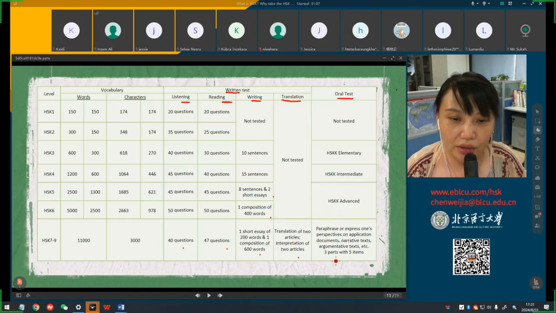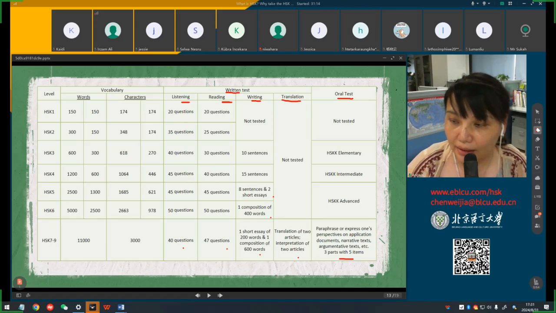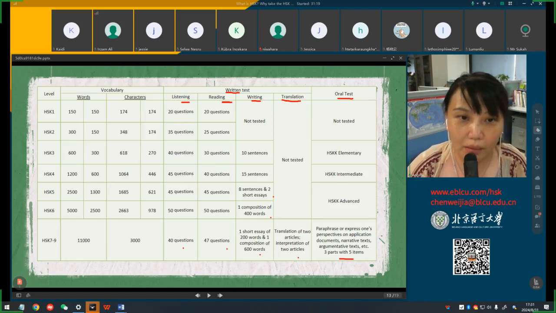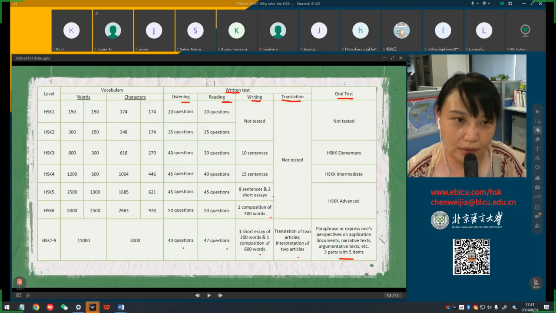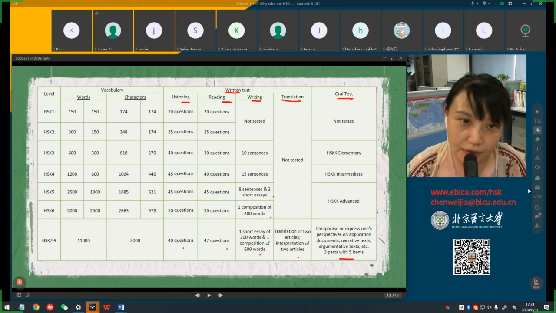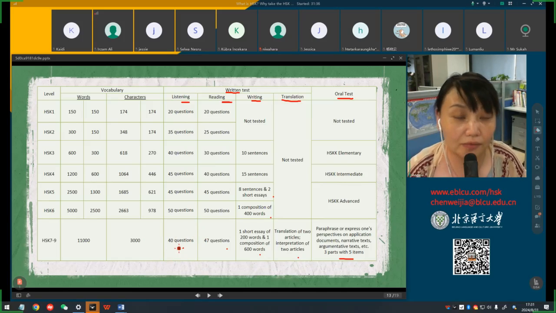And plus, you also have an oral test for HSK 7 to 9. And also for HSK 7 to 9, they are harder than those of HSK 1 to 6. Starting from listening, each part has subjective questions. So you need to answer questions, not just choosing, starting from the listening parts. Okay.